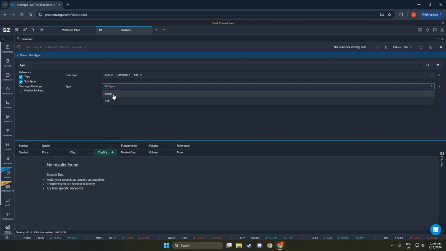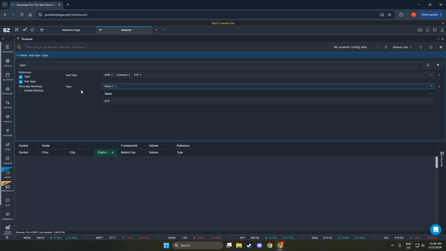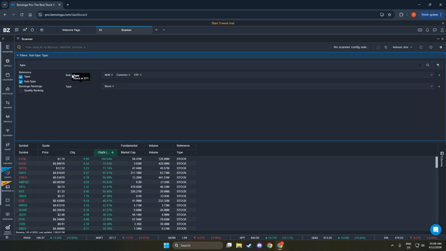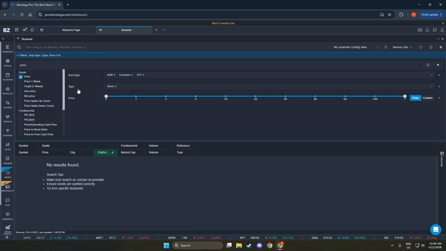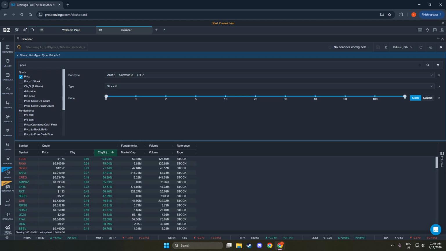out from the noise. Inside the dark pool data tool, start by setting the type filter to stocks only. This keeps your view clean, excluding ETFs and other instruments that can dilute the relevance of each print. Stocks-only filtering makes it easier to connect unusual off-exchange activity to a single company's price action.